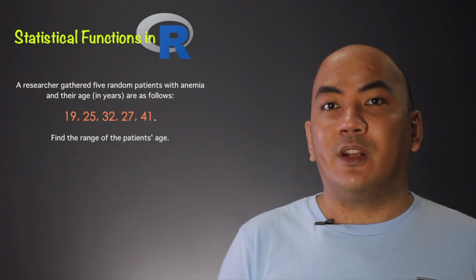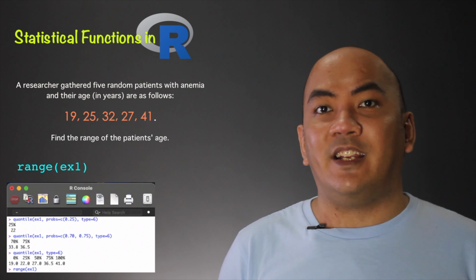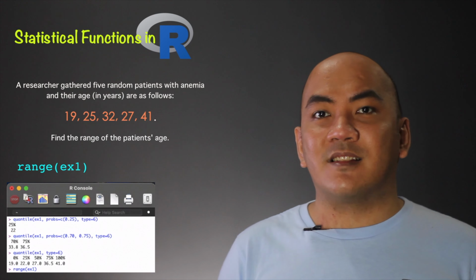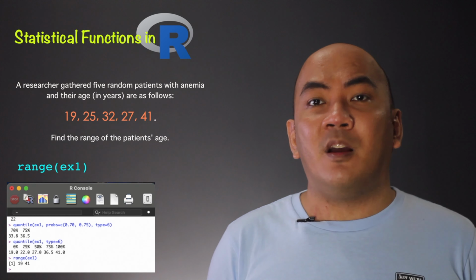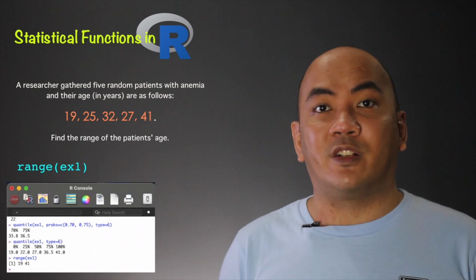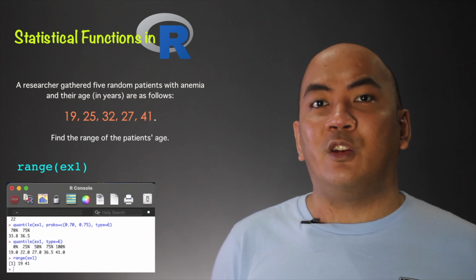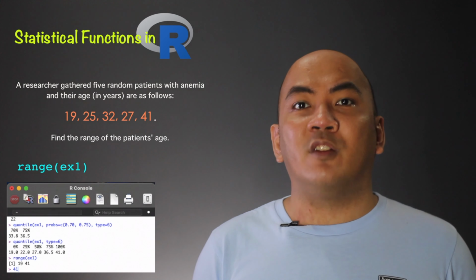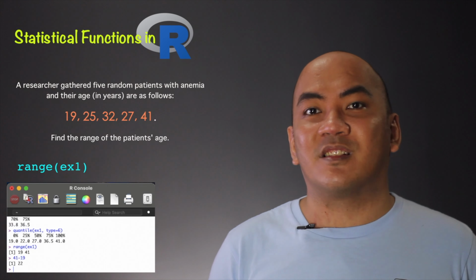Now moving on, let's have the measures of variation, starting with range. And that is range, parenthesis, then the object, let's say EX1. Close parenthesis, then press the enter key. And R will show us the minimum and the maximum observations, in which in this case are 19 and 41. So if in case you'd like to get the difference of those values, simply type 41 minus 19 and you will get the unique value of range, which is 22 years.